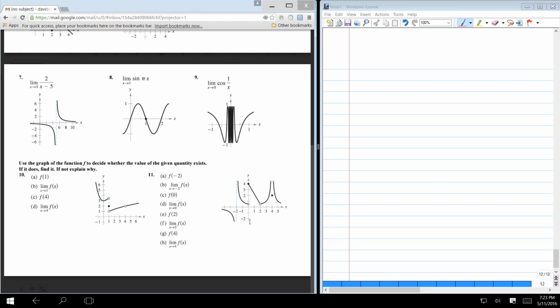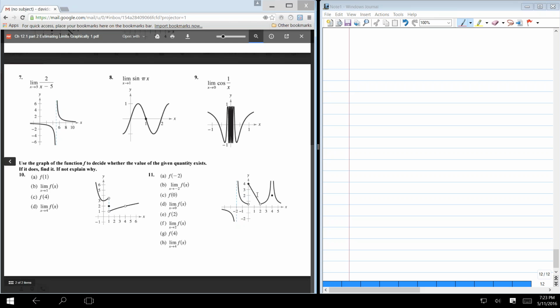What's f of 0? f of 0 would be 4. What's the limit of f of x as x approaches 0? From the left, it looks like it's 1.5, and from the right, it looks like 4. So it does not exist. Correct. What's f of 2? f of 2 does not exist. What's the limit of f of x as we approach 2? From the left, it's 2, and from the right, it's 2.